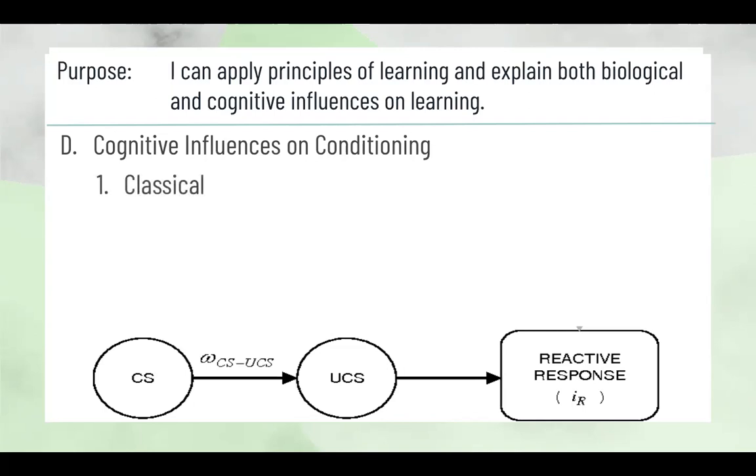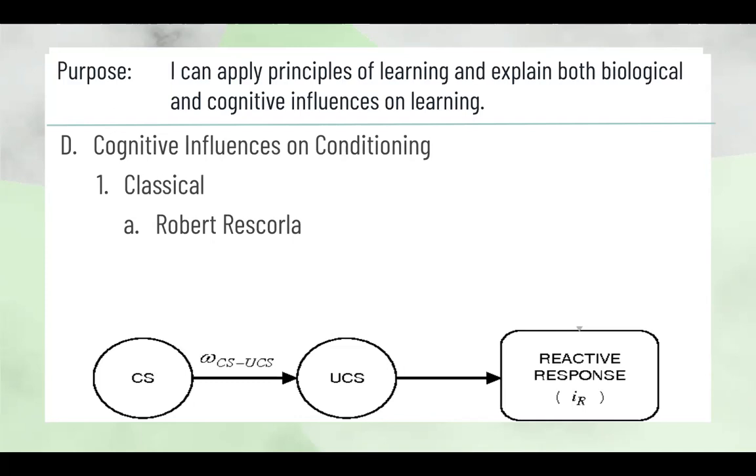Whenever you see cognitive, it's going to be a thought. Okay, so cognition is thoughts. And the name you need to know with this is Robert Rescorla. This is going to be a nice to know name. Okay, you won't have to know it for my test, but it's fair game on the AP exam.